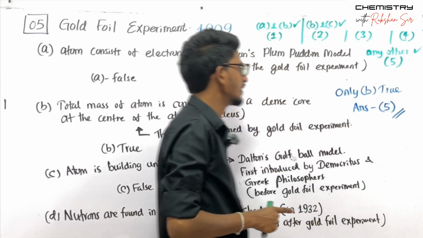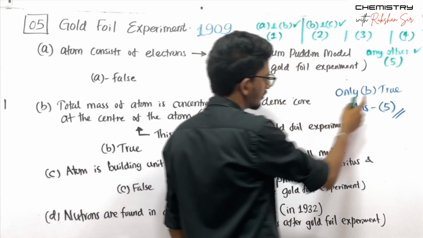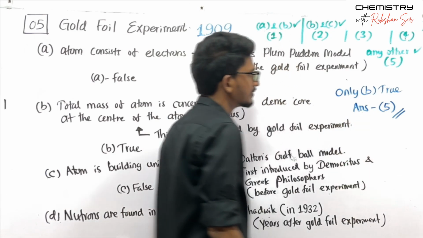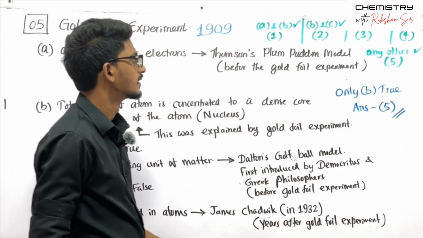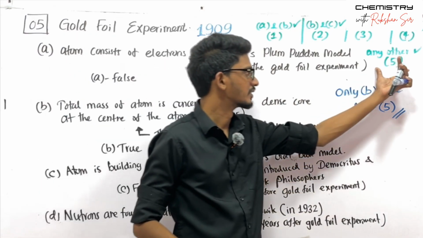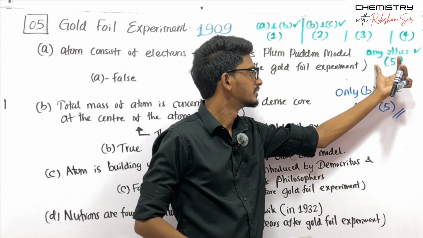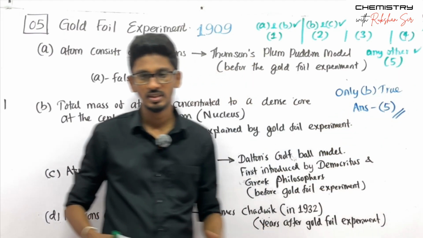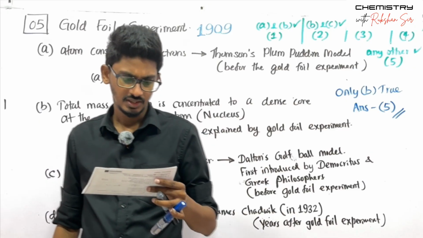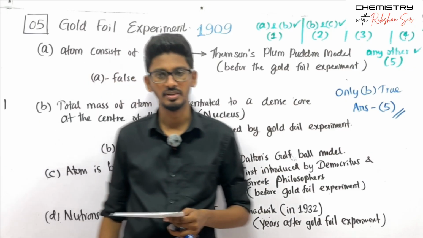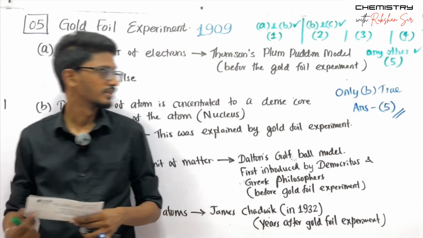So here only B is true. That means answer number 5. Only B is true comes under this section. Any other combination, answer number 5. That is the answer to question number 5. Let's complete that step.